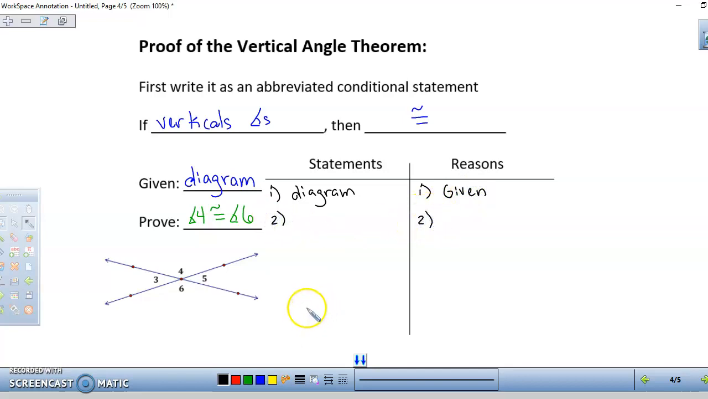Second, and this is something that you would never come up with on your own at the moment, but we need to be able to relate angle 4 and angle 6 somehow. So we need to figure out something that we know, a postulate or something before this theorem. And really the only thing we can help ourselves with right now is the linear pair postulate. So we are going to use the linear pair postulate to help us prove vertical angles are congruent.